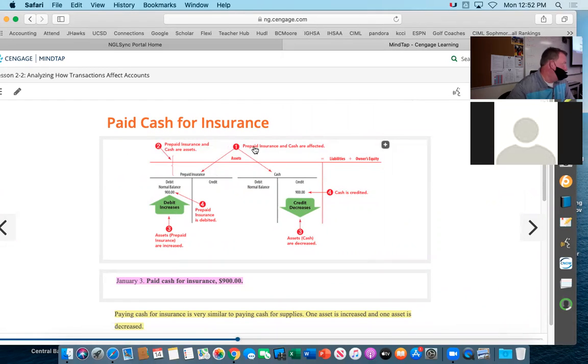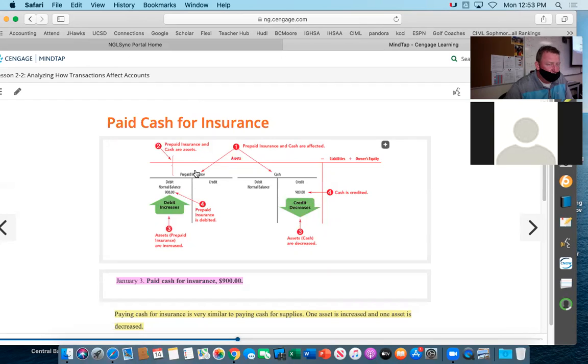Okay? Pay cash for insurance. Again, we are dealing with two asset accounts on the left side of the accounting equation. It has nothing to do with accounts payable. It has nothing to do with investments or a sale on account or a sale for cash or withdrawal or expense, right? There's nothing to do with owner's equity or liabilities. Paid cash, cash credit. What are we gaining? Insurance. Insurance is the debit. So we paid $900. We gain $900 of insurance and we lose $900 of cash.